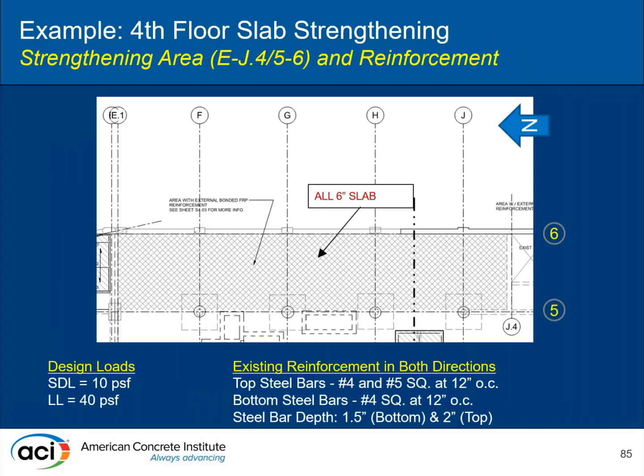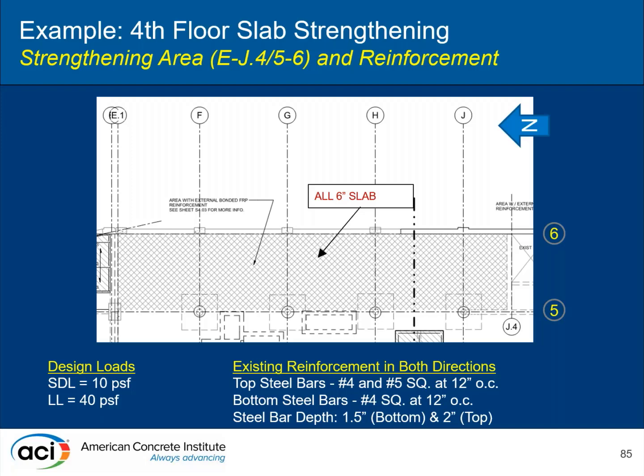This is an example that ACI has provided with regards to floor slab strengthening. We're going to work through this example, which is going to demonstrate the evaluation of the structure and a potential strengthening method. This is a plan view of a portion of the structure, which is a 6-inch slab, being evaluated for external bonded FRP reinforcement.